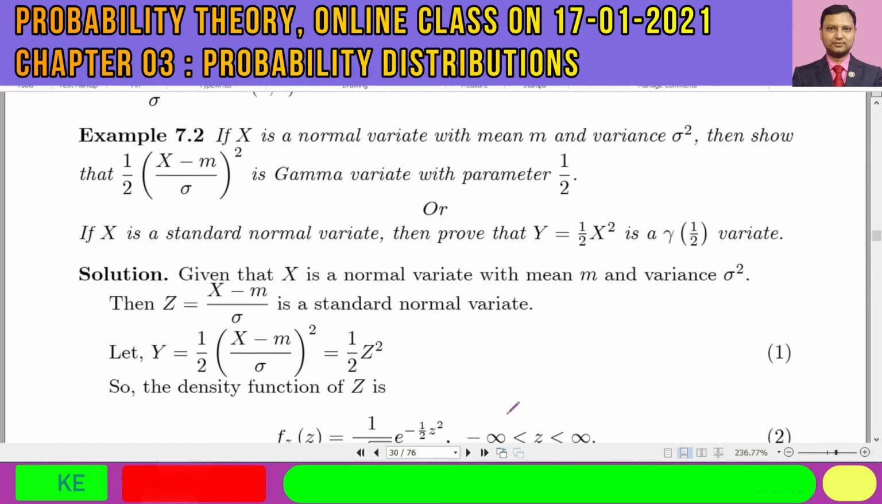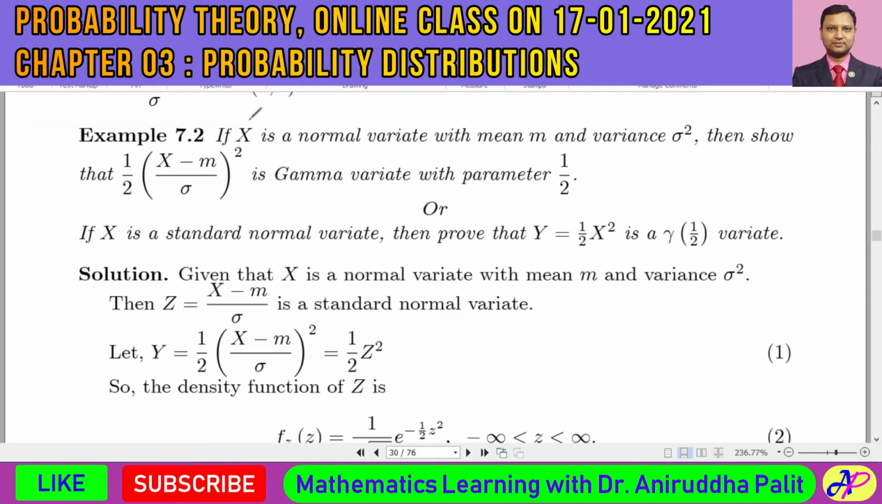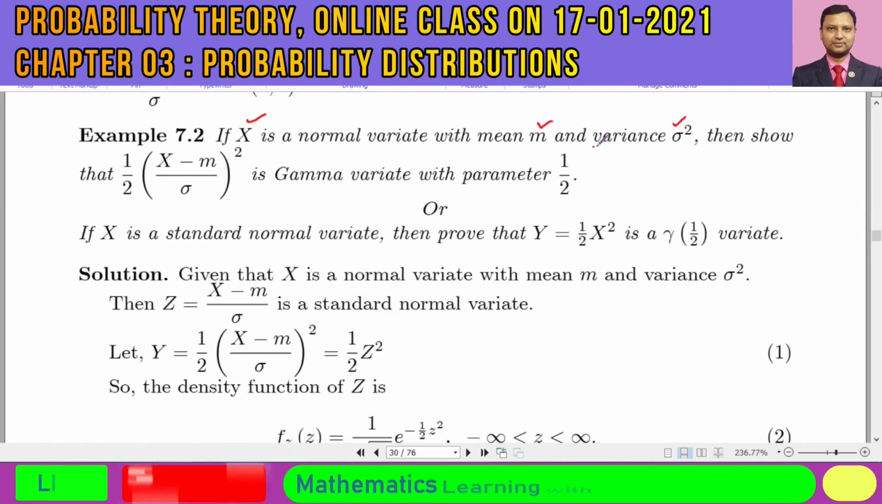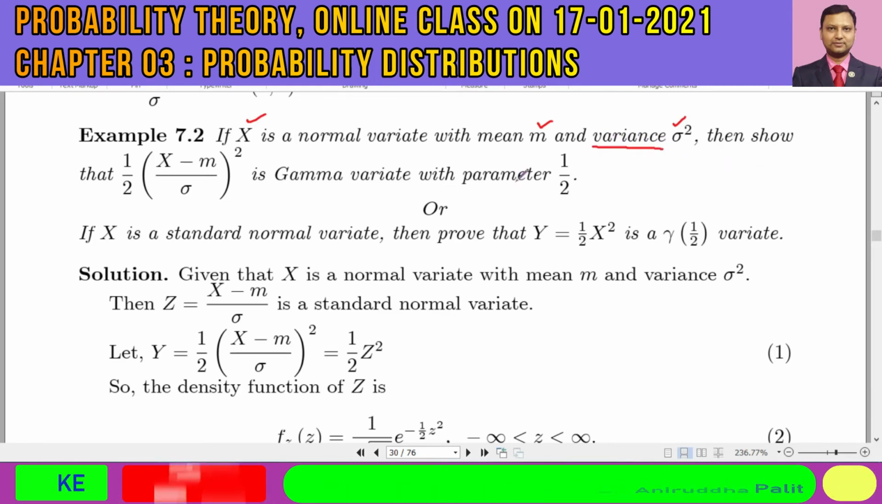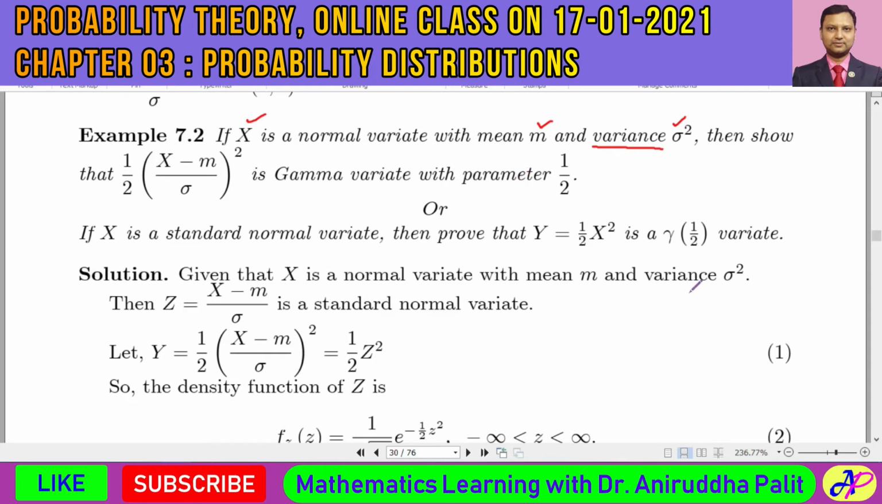Over here, the question says that if x is a normal variate with mean m and variance sigma square. Remember, I am using this kind of word, variance. What is variance? That will be discussed after a few lectures, of course.